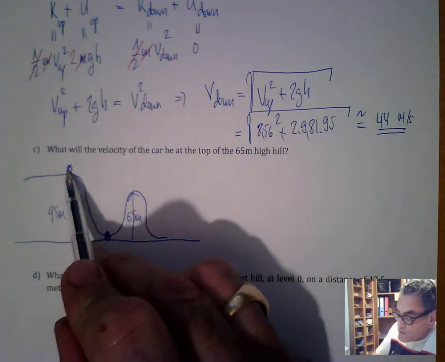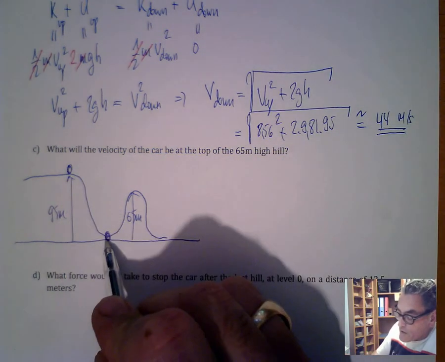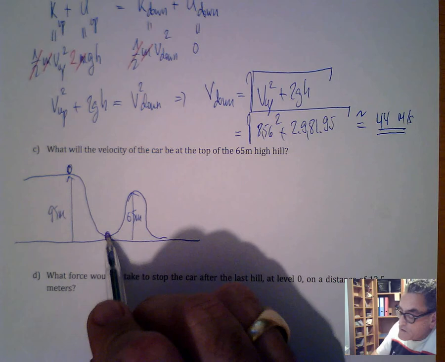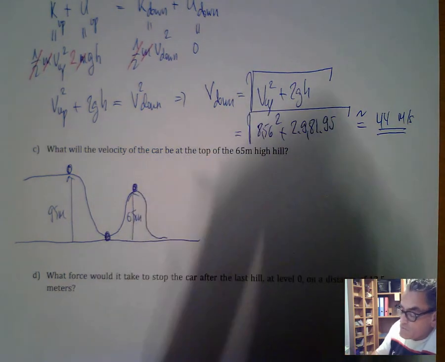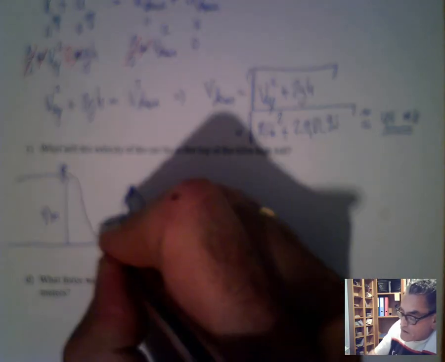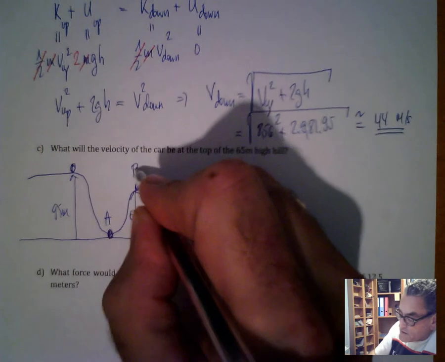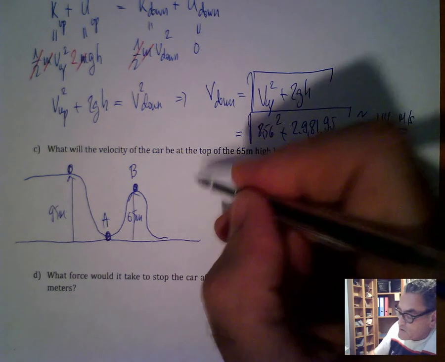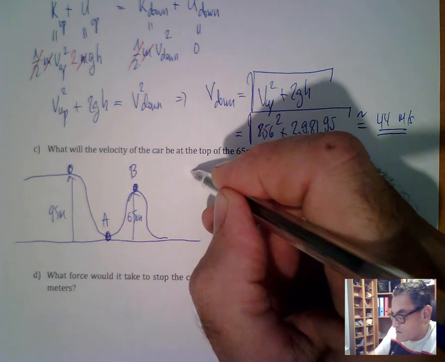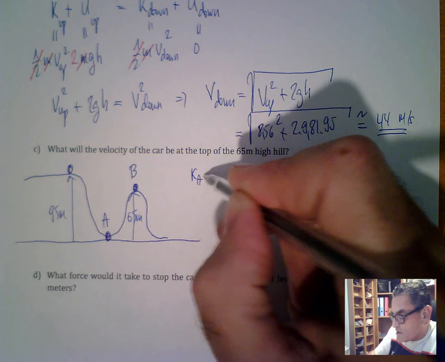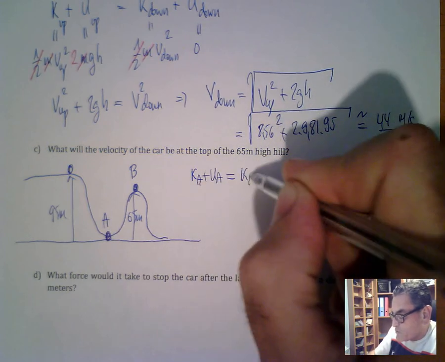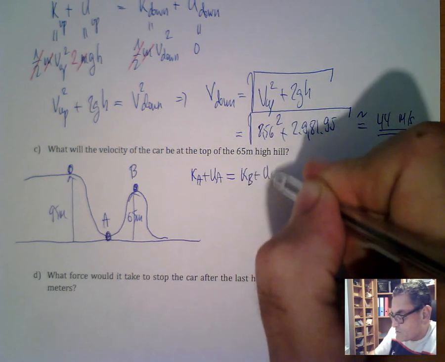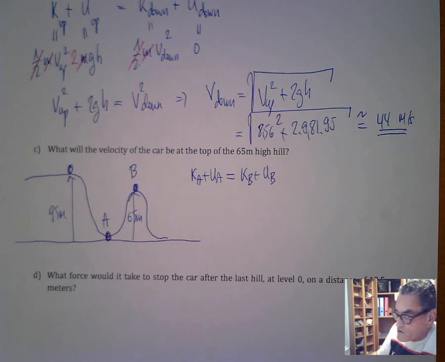So we can either take the total energy here or the total energy here. It's simpler to take it here because there is no potential energy, and then we will compute it here. Let's say this is A and let's say this is B. So now I can write that the kinetic energy in A plus the potential energy in A is equal to the kinetic energy in B plus the potential energy in B.